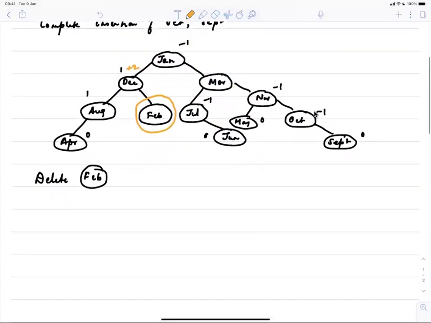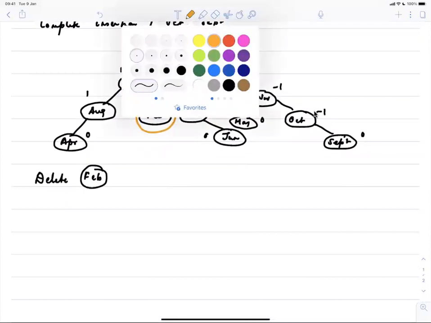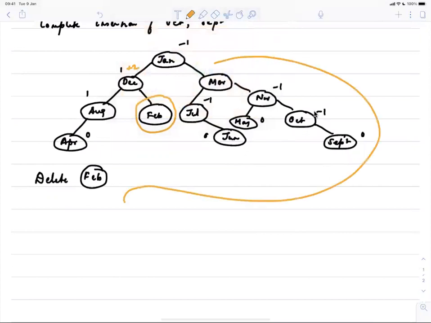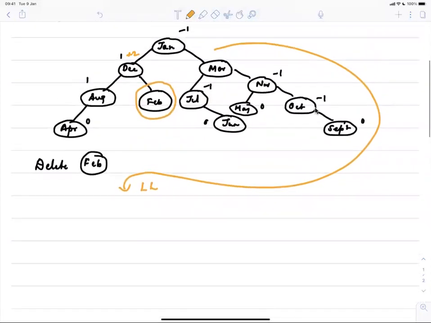So what happens is we need to get this corrected. So what do we do? We perform a left rotation, and when we perform a left rotation, what we get is a tree like this.